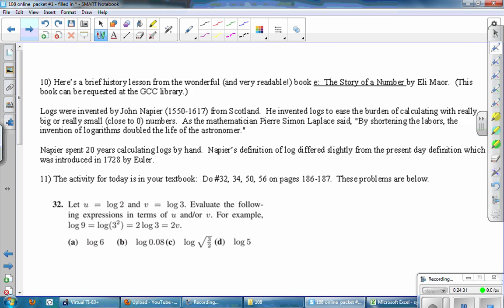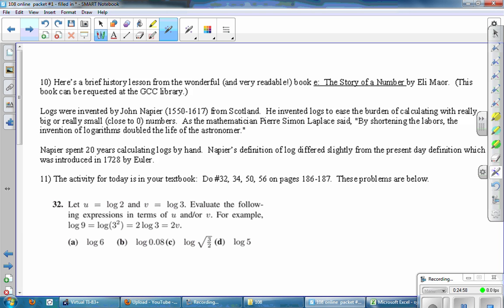Next page. Number 10, here's a brief history lesson from the wonderful and very readable book, e: The Story of a Number by Eli Maor. This book can be requested at the GCC library. They will deliver it here for you from another library. So let's see, logs were invented by John Napier, 1550 to 1617 from Scotland. He invented logs to ease the burden of calculating with really big or really small, close to 0 numbers.